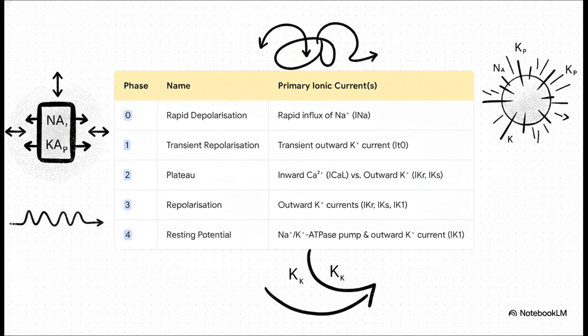And that crucial phase 2 plateau is a very delicate balancing act between an inward calcium current through L-type channels, ICaL, and opposing outward potassium currents, specifically the rapid and slow delayed rectifiers, IKr and IKs. Finally, phase 3 repolarization is dominated by these outward potassium currents as the calcium channels shut. You see, understanding these specific currents is the absolute key to understanding our drugs.